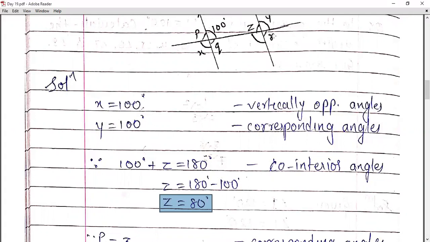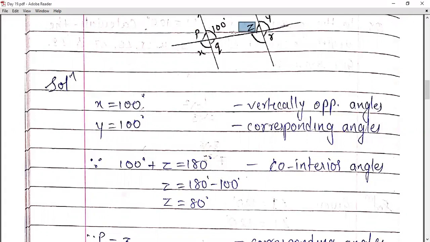So angle Z is equal to angle R, or angle R is equal to 80 degrees. Also, angle Z and angle P are vertically opposite angles. So angle P will be equal to 180 degrees. Angle P and angle Q are vertically opposite angles.